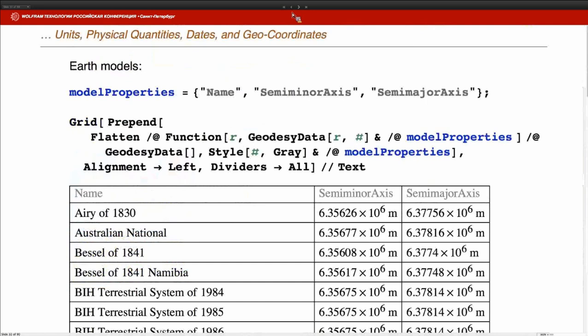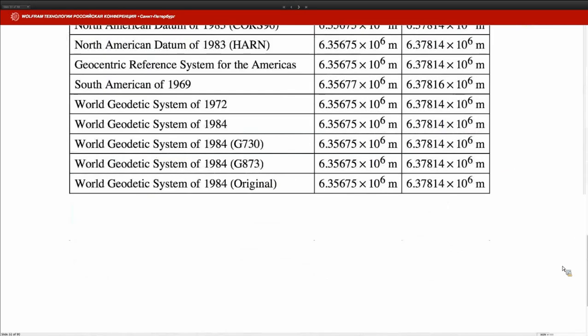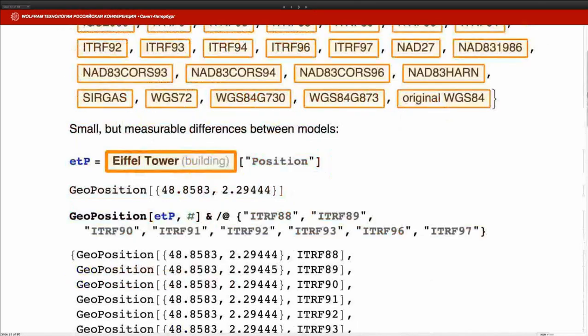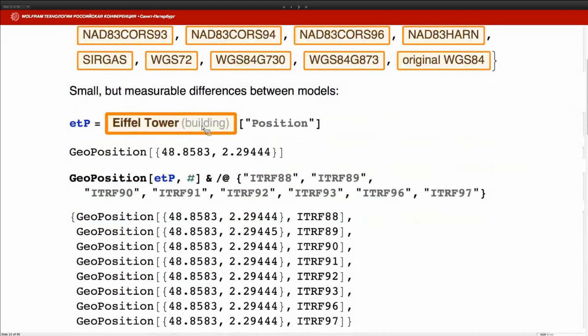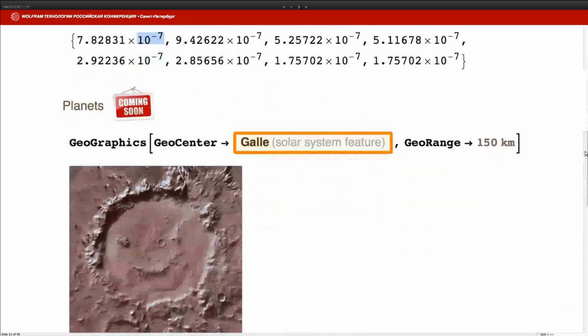And then you see very nicely the plate boundaries on the Earth. There are large varieties of models of the Earth, like what exactly is the semi-minor and major axis? And we have a large collection of them. You can choose whichever you like most. The difference is not gigantic between most modern ones. Here is a set of the modern ones. And I say take the Eiffel Tower, and I calculate the relative difference. And you see it's a pretty small number in meters.